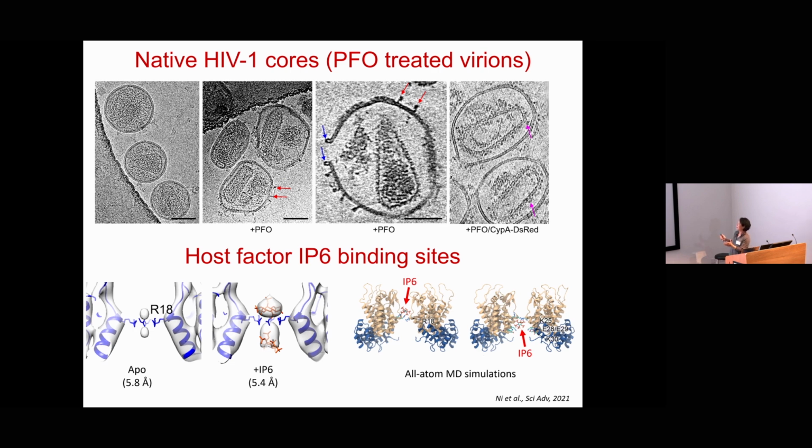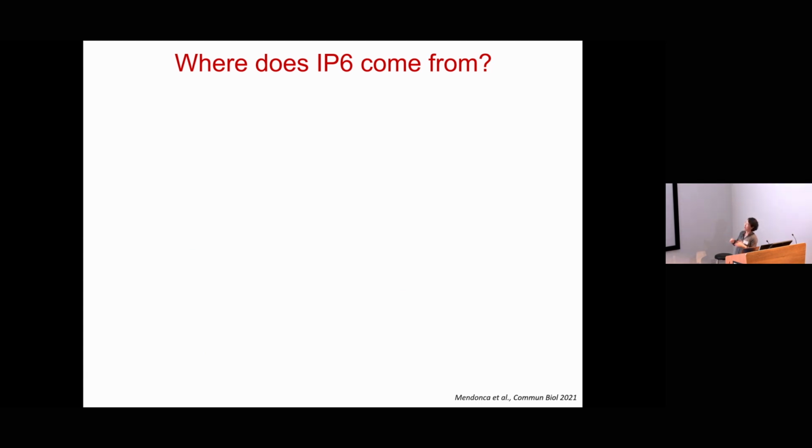Now, where does the IP6 come from? This is in the virion, so it has to be there. It comes, of course, from the immature particle. Initially, it was packaged. So we look at how the immature particles package IP6.